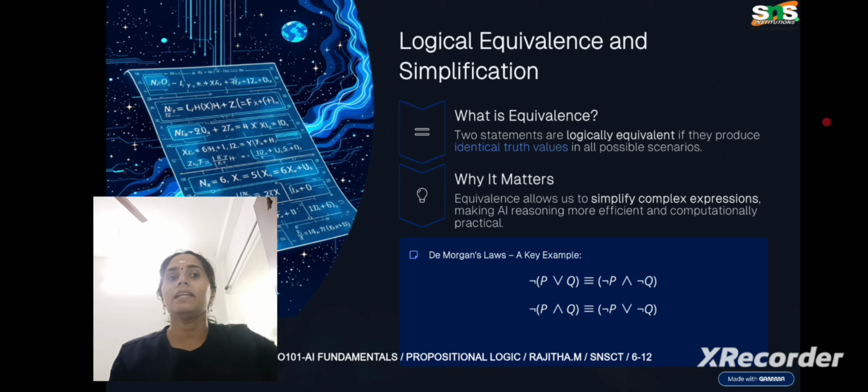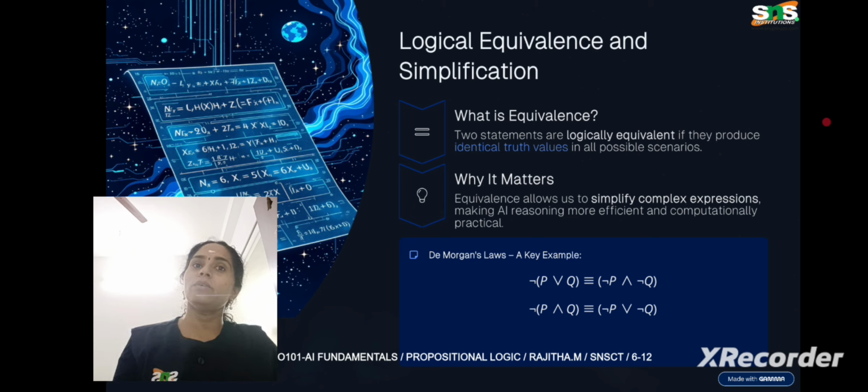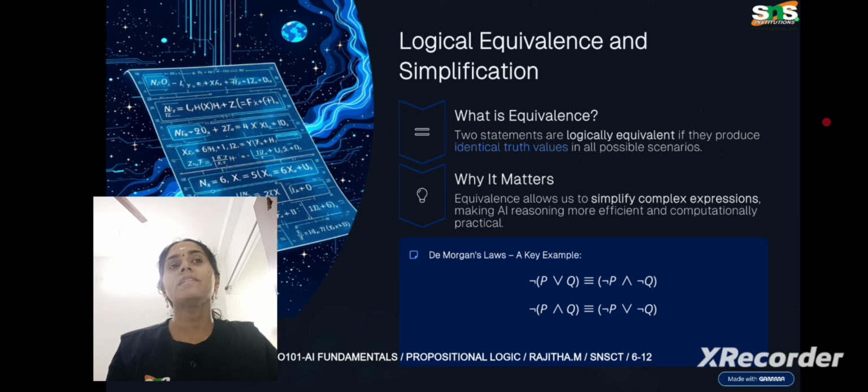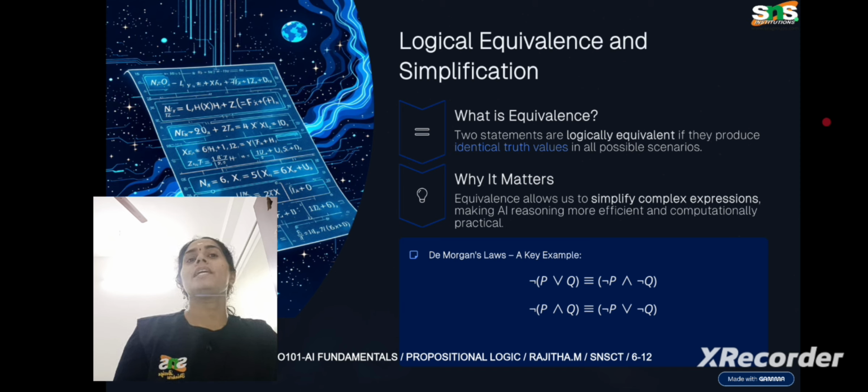are logically valid. And the next is logical equivalence and simplification. Two statements are said to be logically equivalent when they always produce the same truth values. This is important because it allows AI systems to simplify complex expressions without changing their meanings. One famous rule for this is De Morgan's law, which helps convert expressions with not and or for easier computation. Simplifying logic helps AI reason faster and more efficiently.